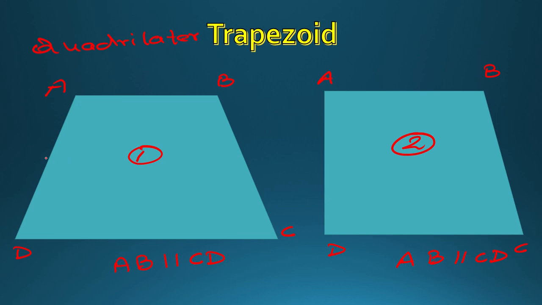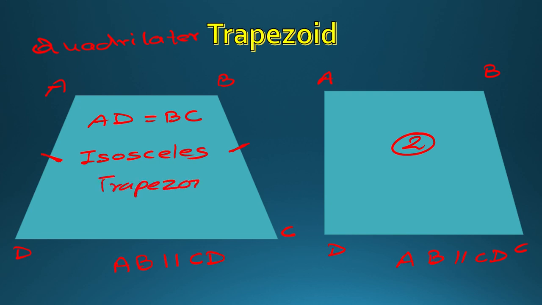Here you can see that in picture 1, side AD is equal to side BC. So if the two non-parallel sides are equal in a trapezoid, then this is called an isosceles trapezoid. Whereas in the second picture you can see no sides are equal. All sides are different, but why is it a trapezoid? Because these two sides AB and CD are parallel to each other. Hope you understand the meaning of trapezoid.